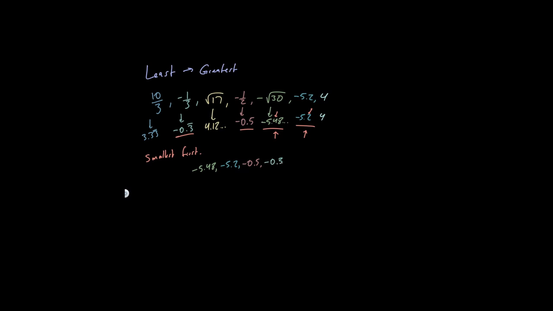And then we go on to the positives. The smallest one is the 3.3 repeating, not 4. So we're going to start with the 3.3. Even though it's a big decimal, it's still smaller than 4. And then we'll put 4. And then we'll go on to 4.12. And that's how you'd put all those numbers in order.